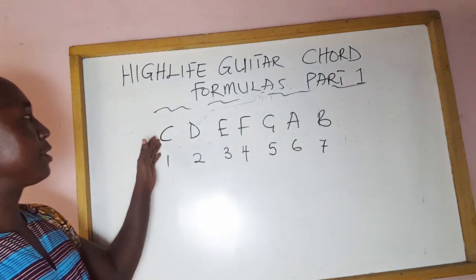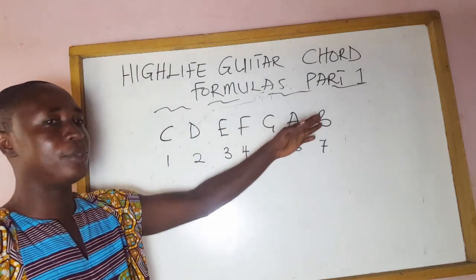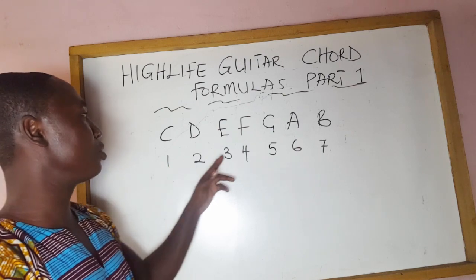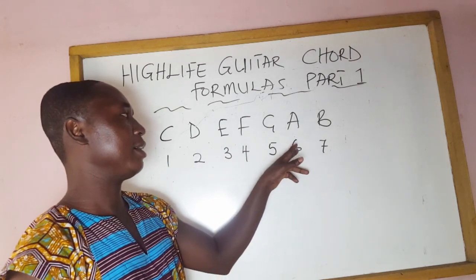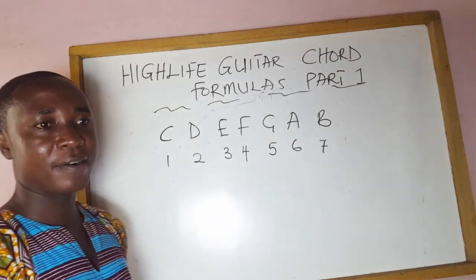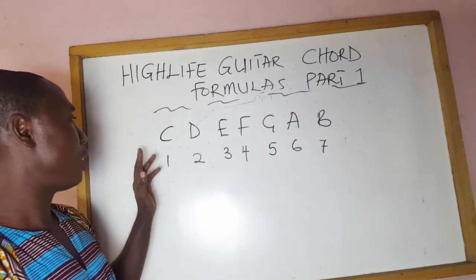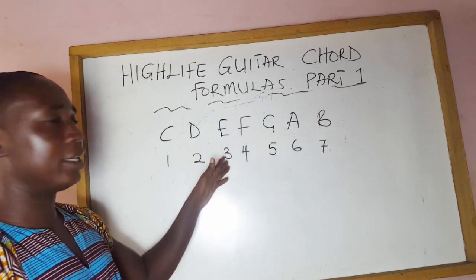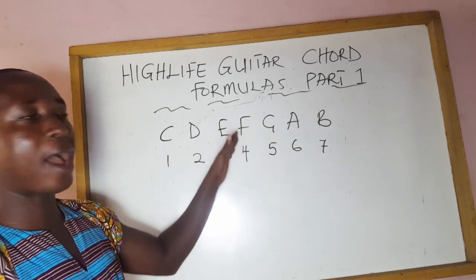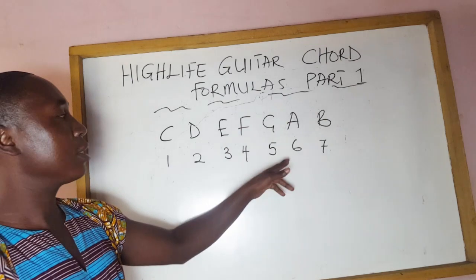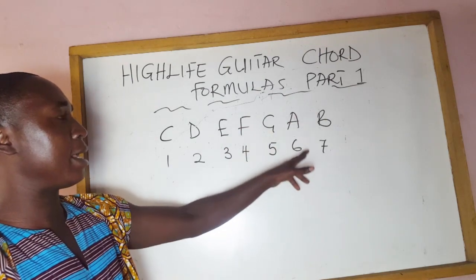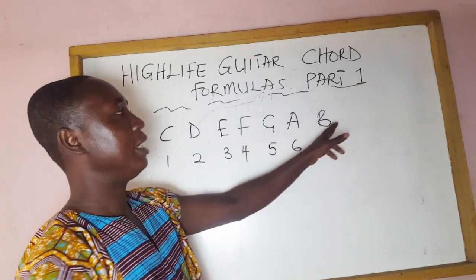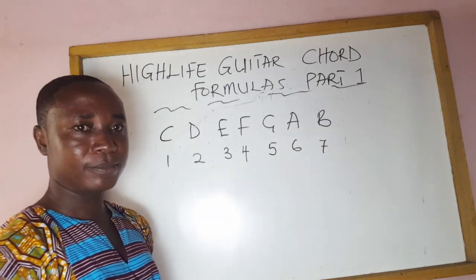So instead of C, D, E, F, G, A, B, the formulas are going to use 1, 2, 3, 4, 5, 6, and then 7. So 1 is C or the do, 2 is the re, 3 is the mi, 4 is the fa, 5 is the so, 6 is la, and then 7 is ti. You already know that the 8th note will also be C.